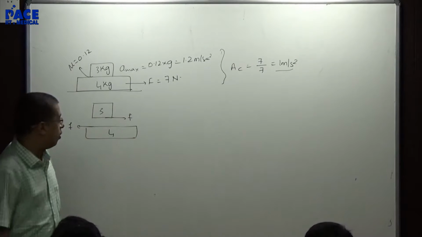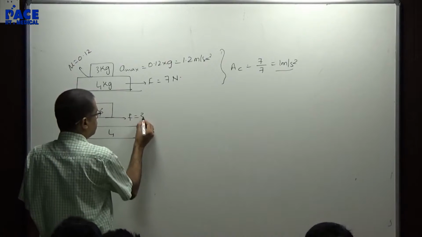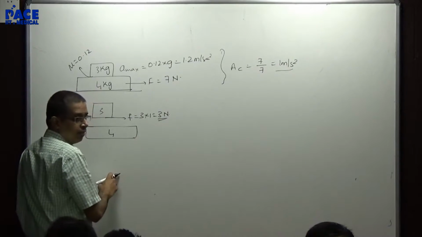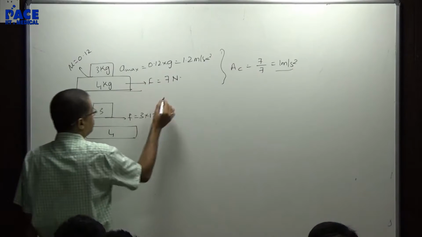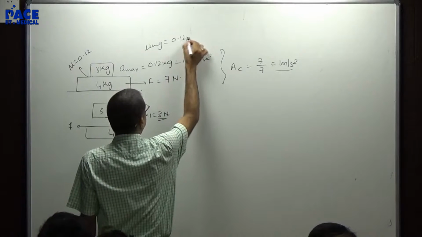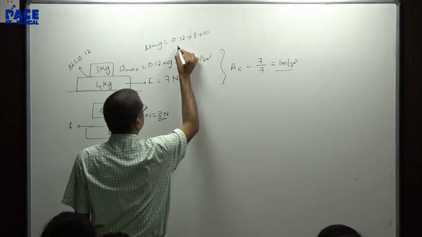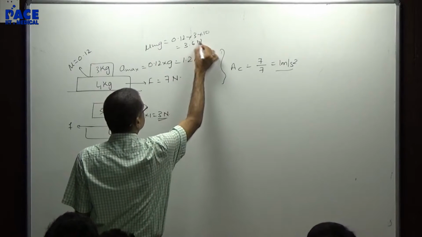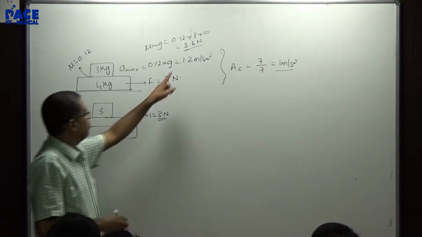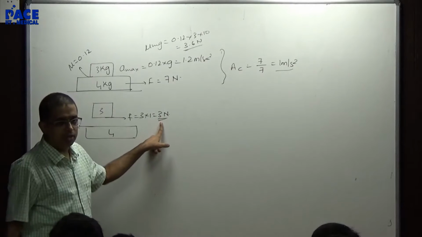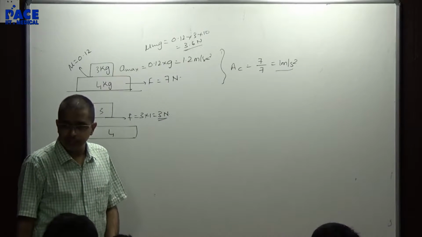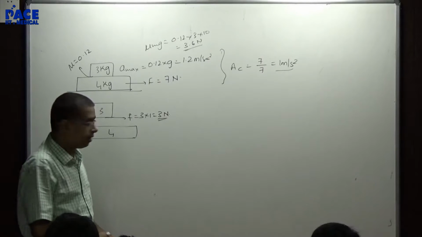So what is the value of friction acting? 3 into 1, 3 Newton is acting on it. Technically what is mu mg? Mu mg would have been 0.12 into 3 into 10. This will be 3.6 Newton. This would have been the maximum value. But friction will decrease its value from 3.6 to 3 to make sure both the blocks are moving together. We are aware of it.